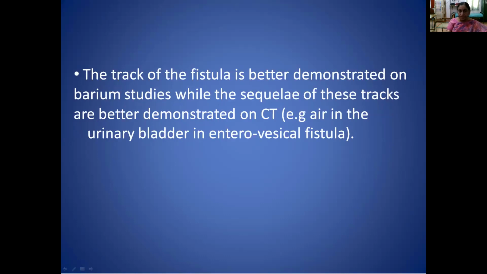For example, the track of a fistula is better demonstrated on the barium studies because the barium can enter into the track and visualize as a radio opaque area, while the sequelae of these tracks are better demonstrated on CT. For example, air in the urinary bladder in intravesical fistula. The fistula tract you can visualize with the barium studies, whereas this sequela, that is presence of air in the bladder, you can assess better with the CT. Are you able to understand?